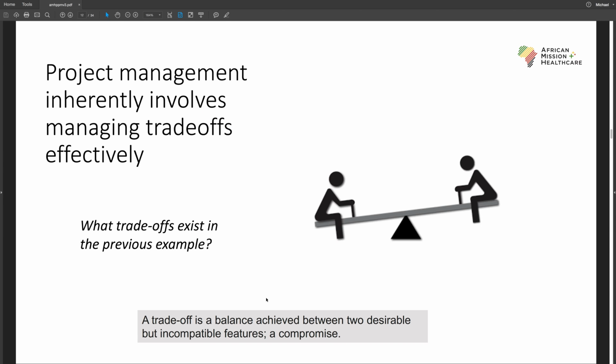We'll wrap up this Unit 3 reflecting on trade-offs. When I think about the best leaders and the best managers I've worked with, I reflect on their ability to identify and make trade-offs. A trade-off is a choice or a balance that needs to be accomplished between two desirable but incompatible features, some sort of compromise. Now, not everything is a trade-off.